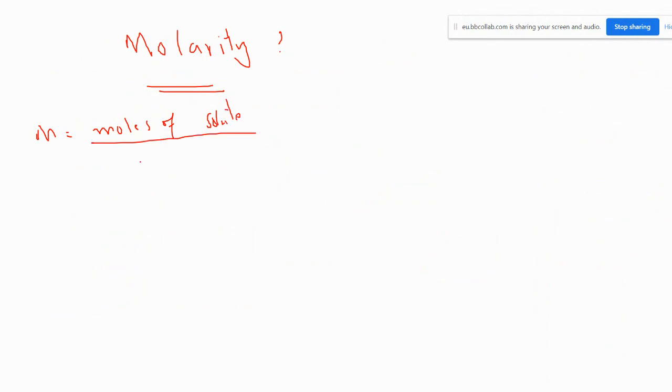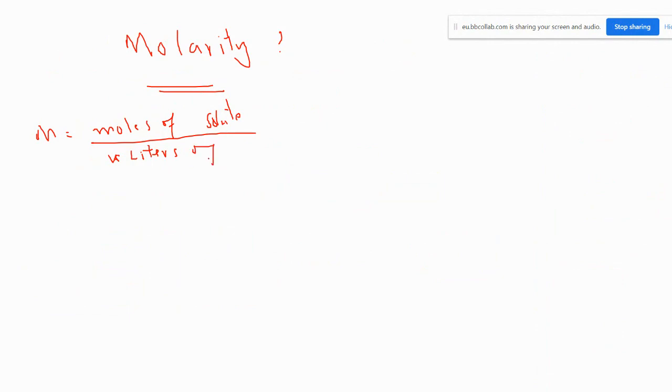Now we are going for one more unit, which is the most famous in chemistry, especially stoichiometry. We call it molarity. Now, what is molarity? How to find molarity? Molarity is moles of solute you dissolve in... now, there is no mass here. We say liters of solution.